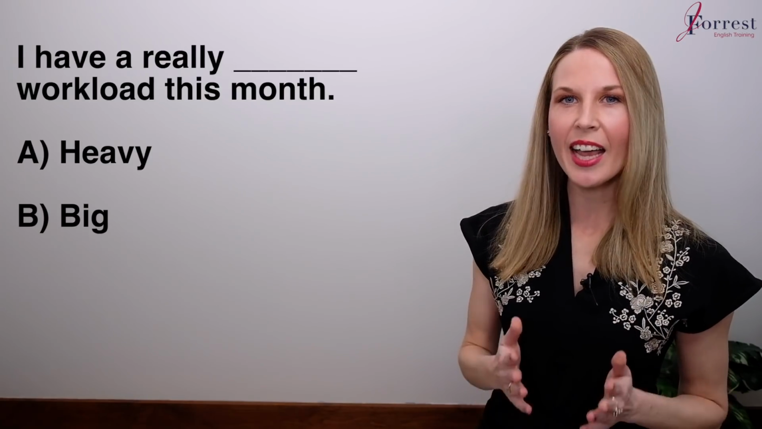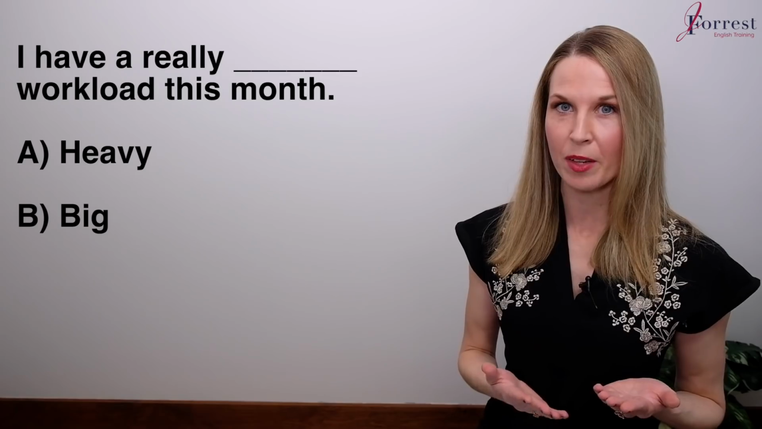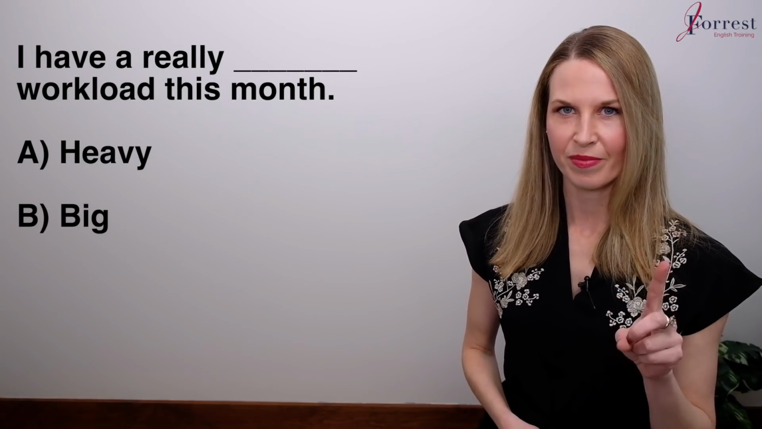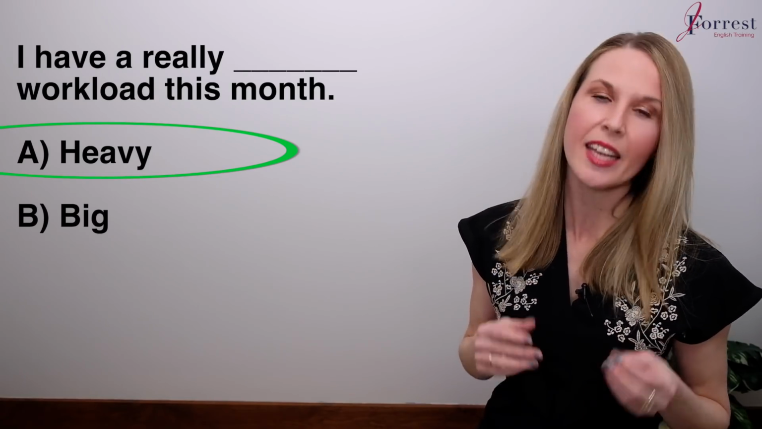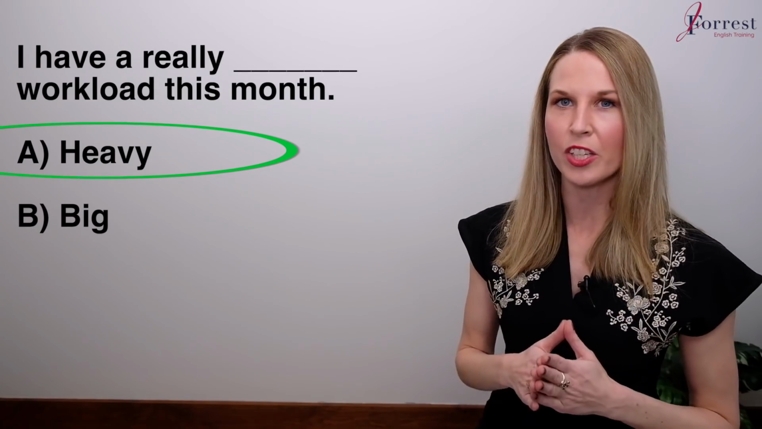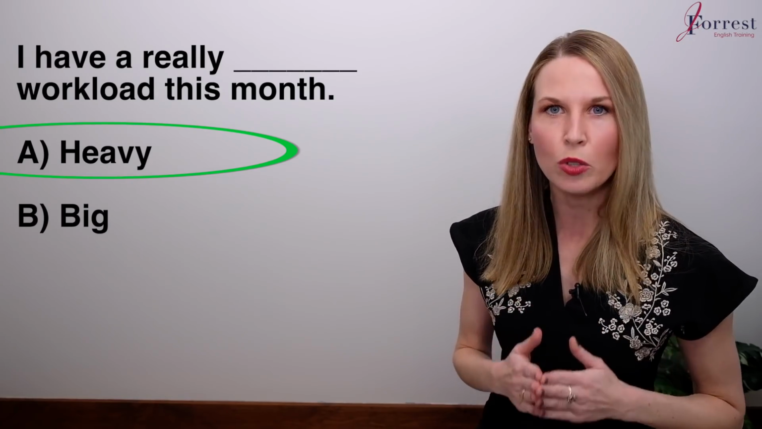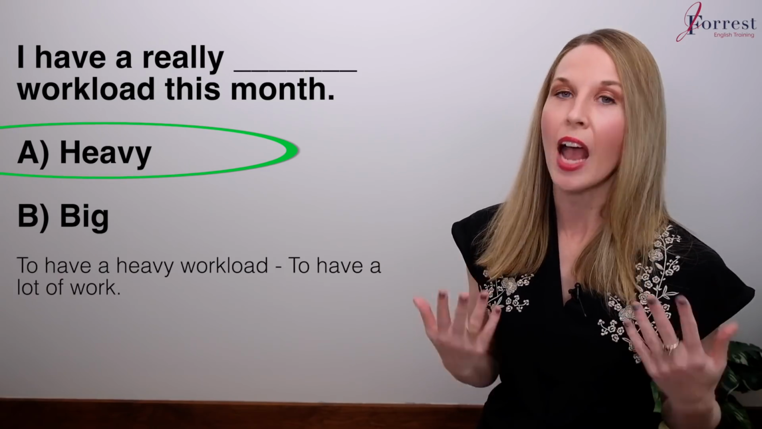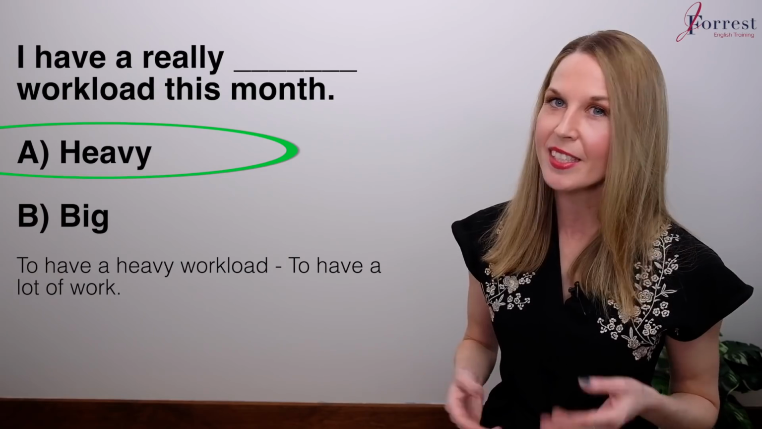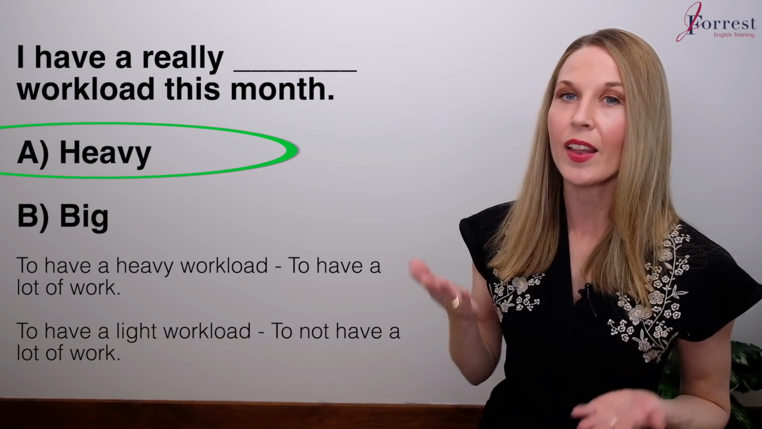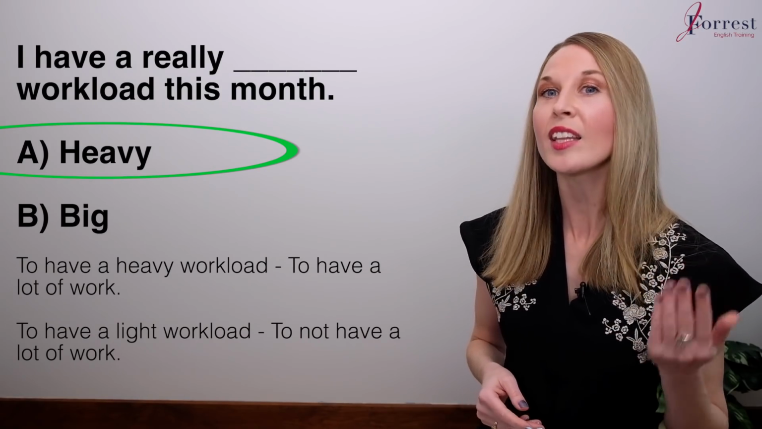Number 13, I have a really blank workload this month. A or B? A, heavy. B is a direct translation. It's not something that we use in natural English. It sounds awkward and unnatural. A, heavy, is the adjective that we use to describe our workload. When your workload is heavy, it simply means you have a lot of work to do. And what's the opposite of heavy? The opposite is light, right? Light. So when you don't have a lot of work to do, you would say, I have a light workload.